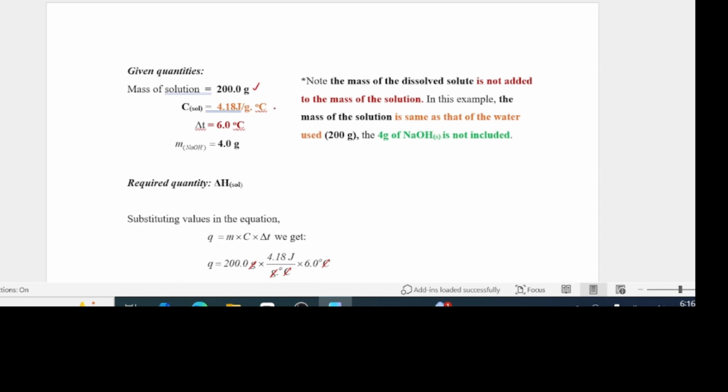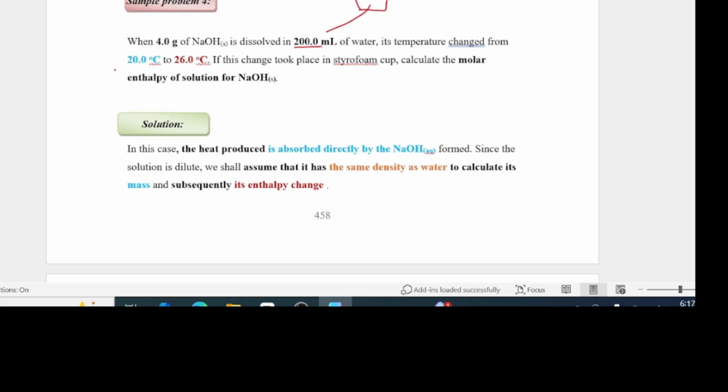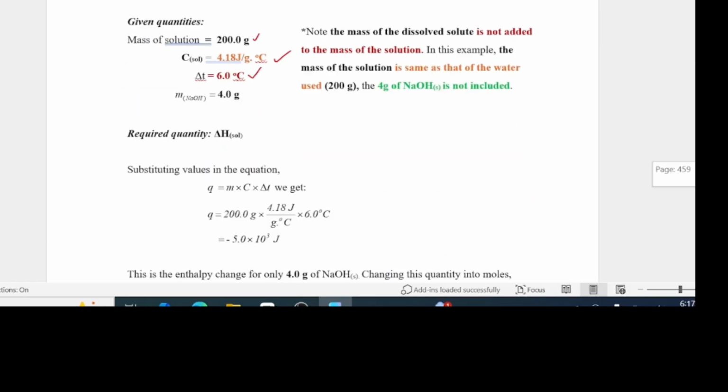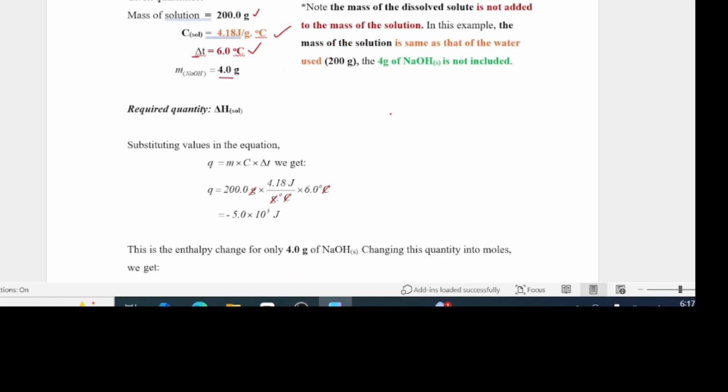This is the specific heat capacity for water that we'll be using in this case. And the change in temperature is 6 degrees Celsius. Its initial temperature was 20 degrees and its final temperature was 26 degrees. And that's why you have delta T equal to 6 degrees. And this is the mass of the sodium hydroxide that was used. So this is the deal.